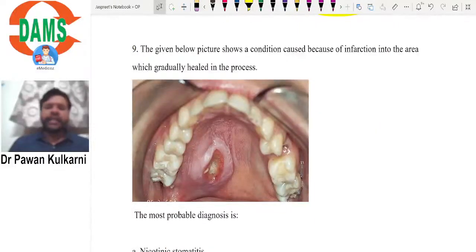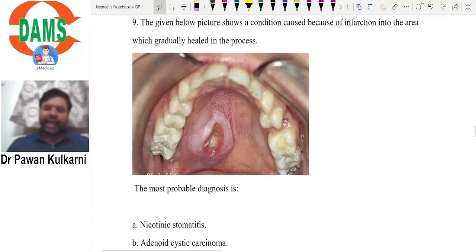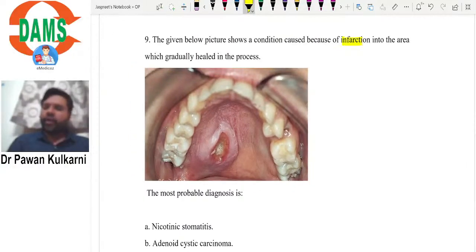Let us move on to the 9th question here. The picture given below shows a condition caused because of infarction into the area, which gradually healed in the process. So looking at this image, what they'll give is, first, the history says that because of infarction. What do you mean by infarction? Infarction means reduced blood supply. Why has blood supply reduced? Because of heat or smoking. So this is particularly a case where the etiology is heat. Heat from where? Heat from the smoke.